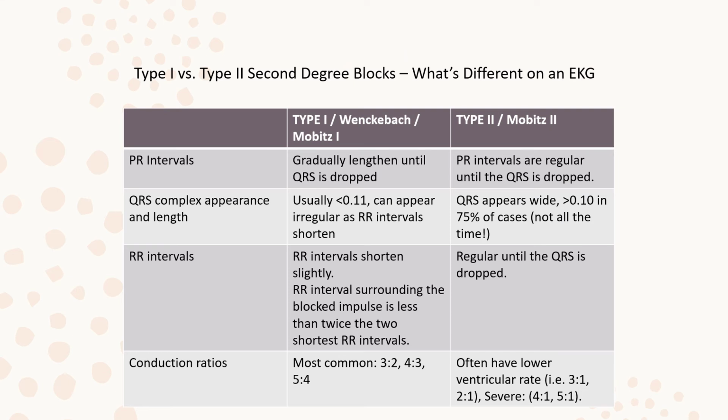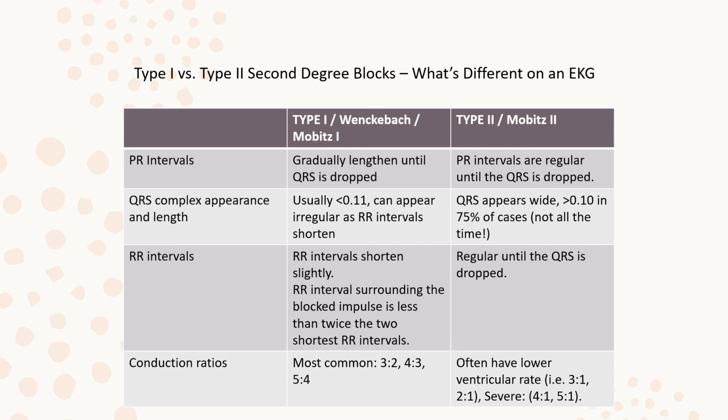So here's how we're going to differentiate between type 1 and type 2 second degree blocks. Your PR intervals in type 1, Wenckebach or Mobitz, gradually lengthen until the QRS is dropped. In type 2, your PR intervals are regular until the QRS is dropped. So the PR intervals are lengthening in one type, they're regular in the other type.